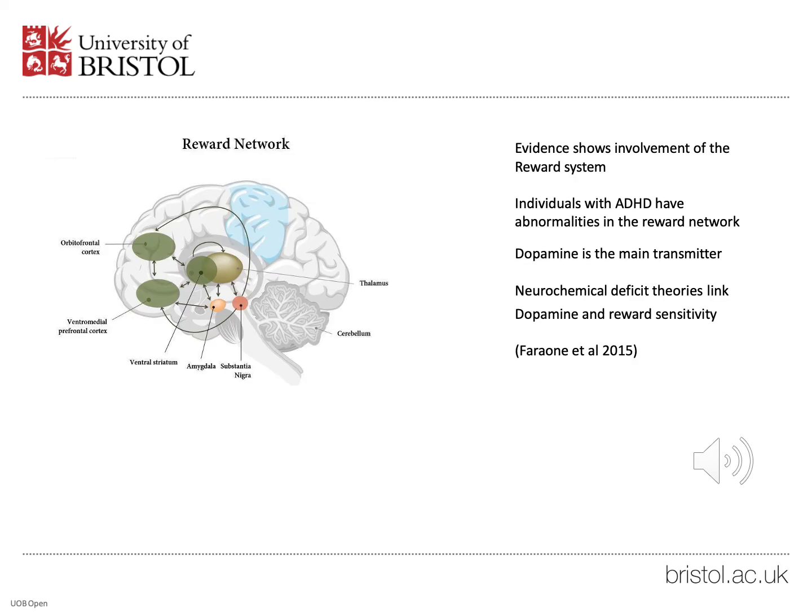Neuroscience suggests that the part of the brain which is involved in the reward system may be implicated in individuals with ADHD. Such individuals have differences in their reward networks compared with the control group that do not have the condition. The main neurotransmitter of these pathways is dopamine, and therefore neurological studies suggest that children with ADHD may have a deficit in dopamine and reward sensitivity.